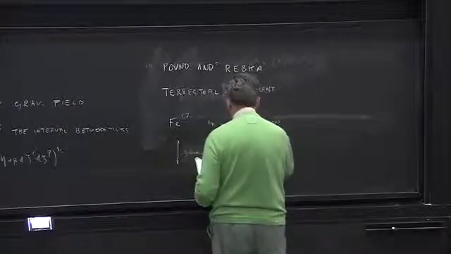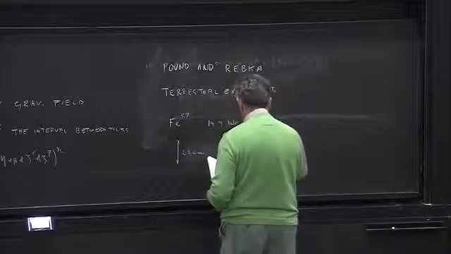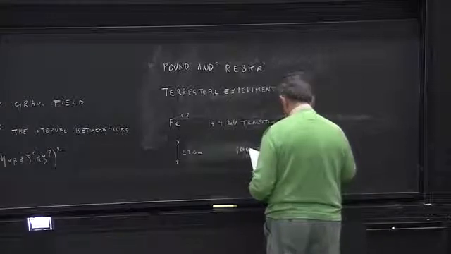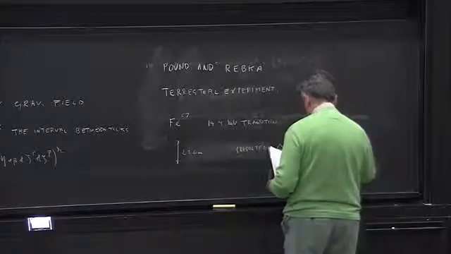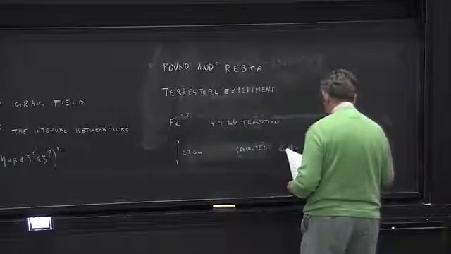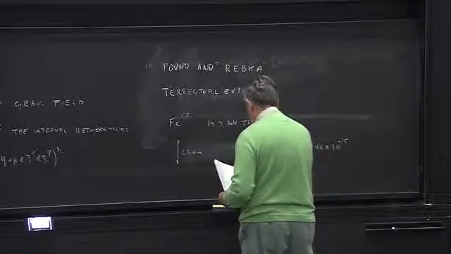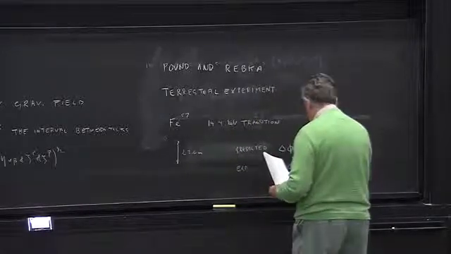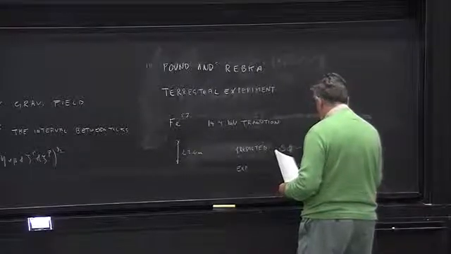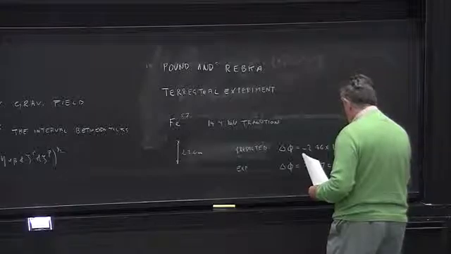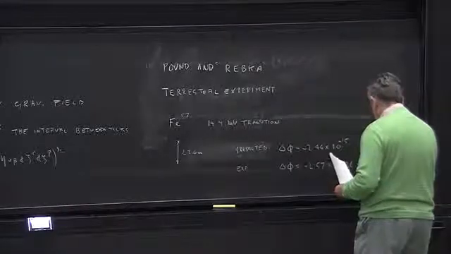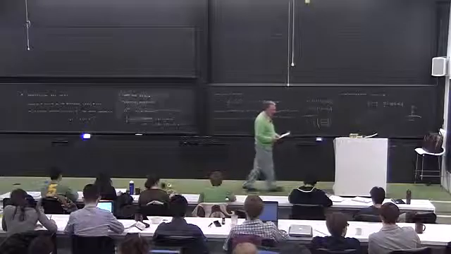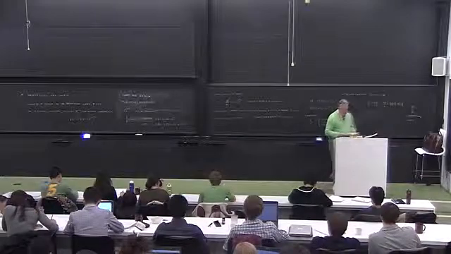And the predicted value, according to Einstein, is delta phi is minus 2.46 times 10 to the minus 15. And the experiment gave delta phi minus 2.57 plus or minus 0.26 times 10 to the minus 15. So once again, it's all consistent with Einstein.